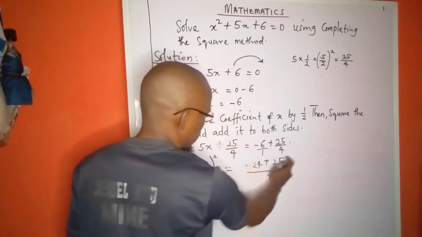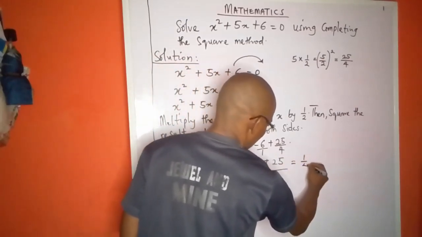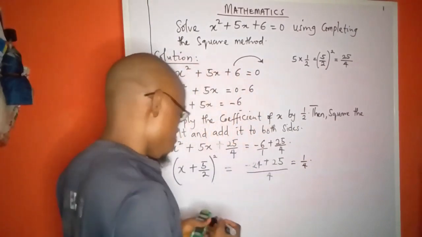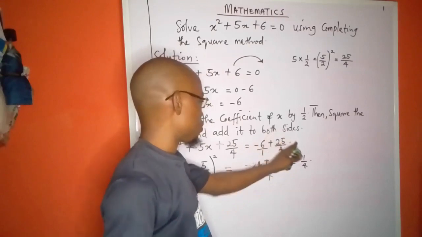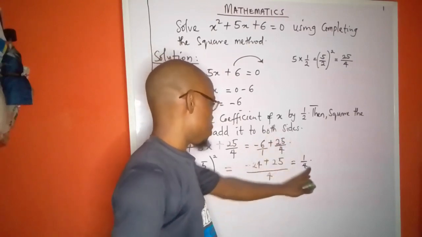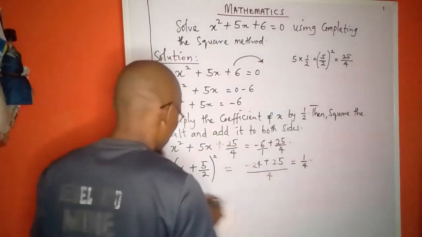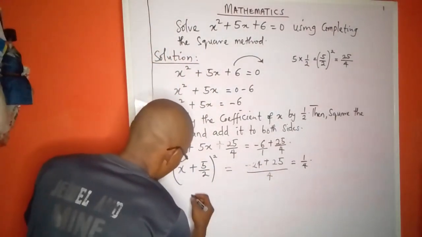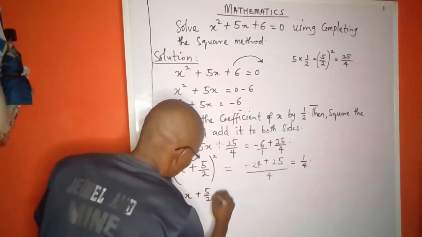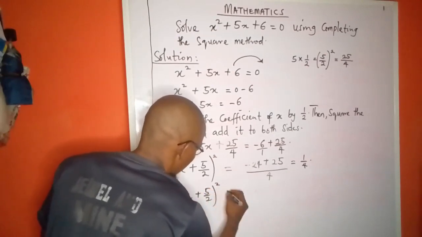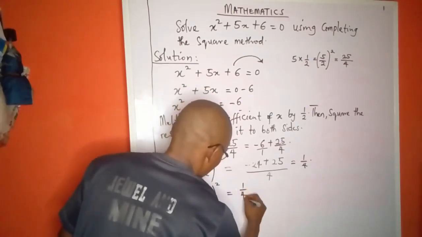So let's subtract this. We will be having 1 over 4. That's what we will have afterwards, after doing the simplification of this fraction here. We are going to be having it as 1 over 4. So what you now have is x plus 5 over 2 all squared equal to 1 over 4.